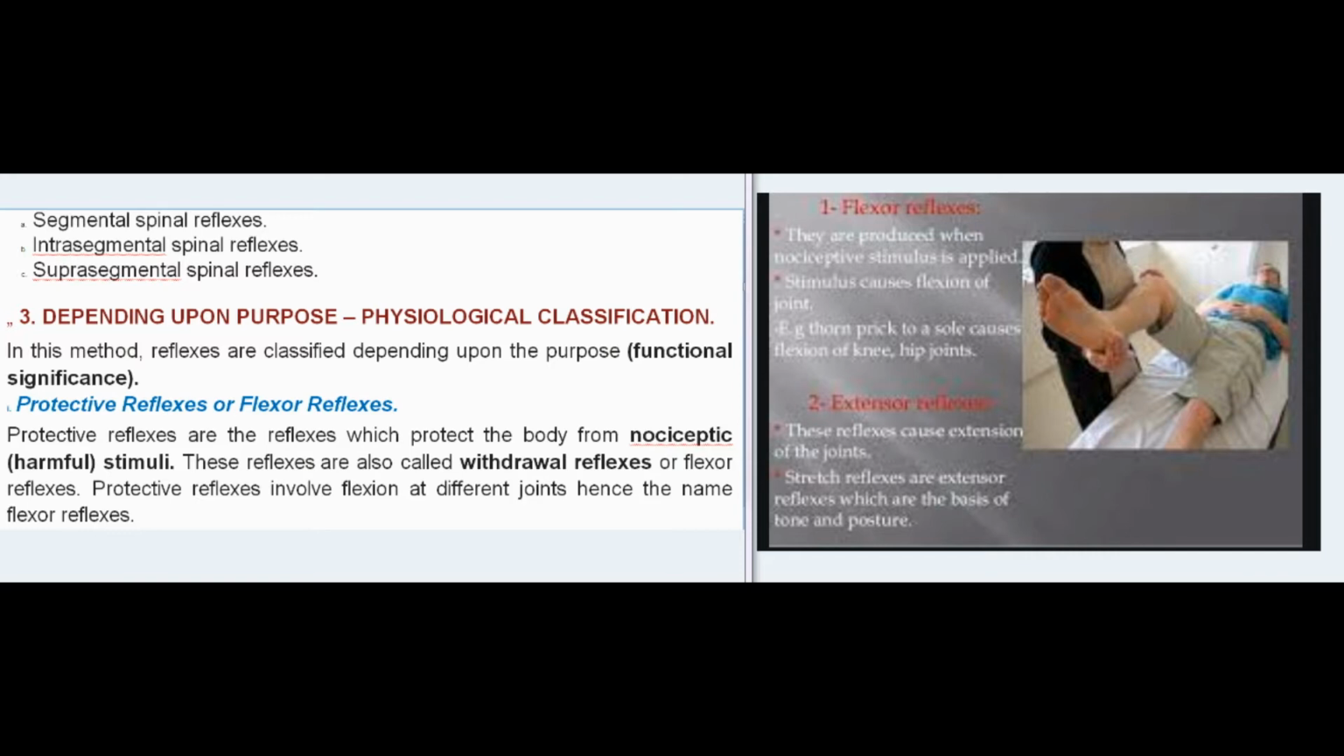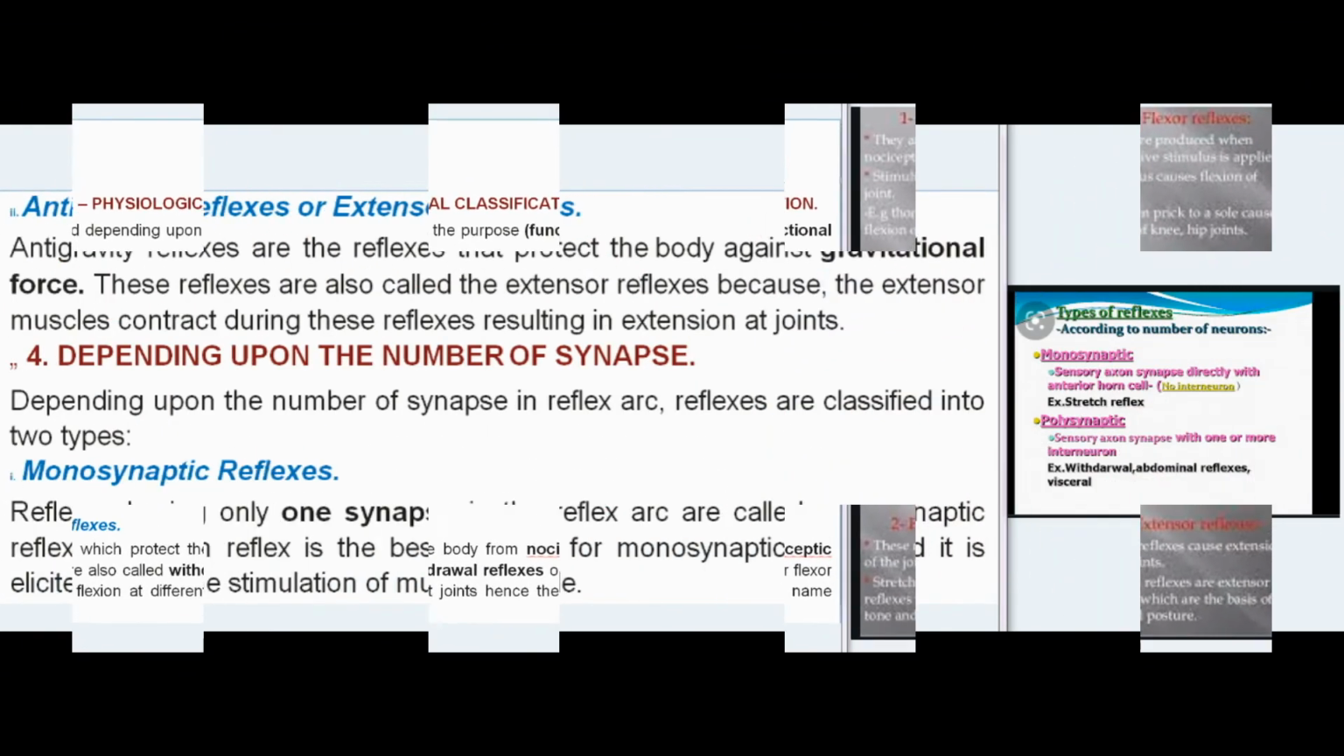3. Depending upon purpose, physiological classification. In this method, reflexes are classified depending upon the purpose, functional significance. Protective reflexes or flexor reflexes. Protective reflexes are the reflexes which protect the body from nociceptive, harmful, stimuli. These reflexes are also called withdrawal reflexes or flexor reflexes. Protective reflexes involve flexion at different joints, hence the name flexor reflexes.